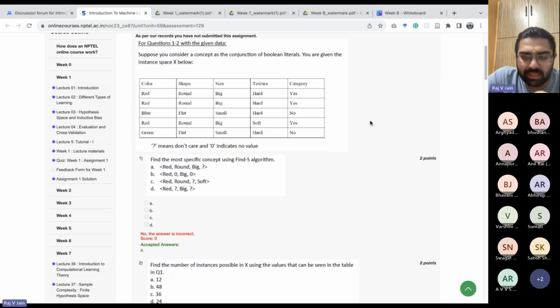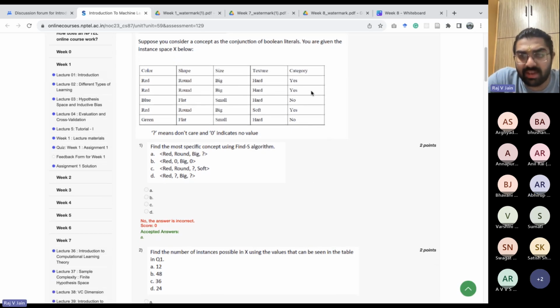See, instance space as such means all the possibilities with the feature space, all the features, what possibilities they have. Now here we are given the instance space X below. So these are instances. With them, we're also given the examples, I mean the Y values.